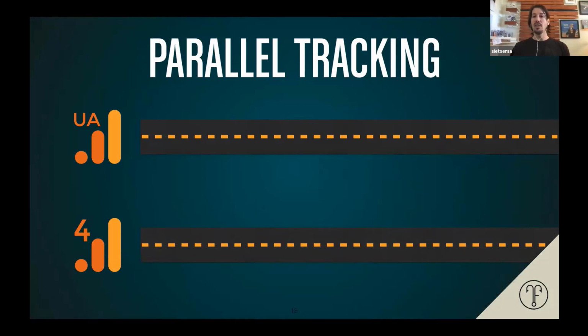6 months from now, a year from now, you might decide, you know what? I'm good with Google Analytics 4. I don't need Universal Analytics anymore. I'm going to go down at the bottom there and just use Analytics 4 exclusively. For right now, everybody should be doing parallel tracking, okay? Now, if you're not doing parallel tracking right now, that's okay. Let's figure out how to do that right now, okay?